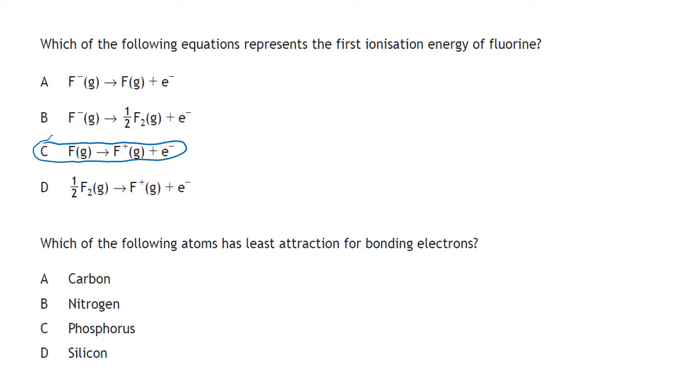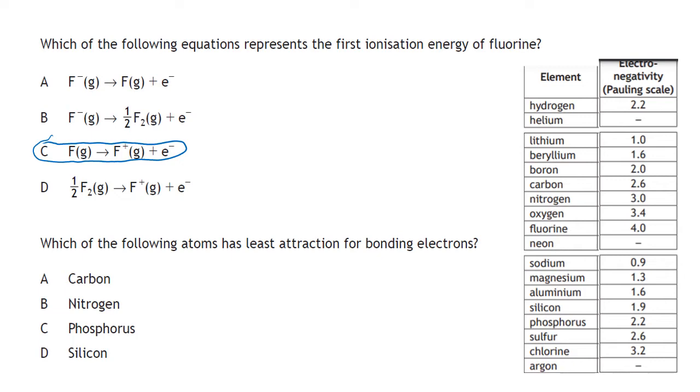The second question asks, which of the following atoms has the least attraction for bonding electrons? So attraction for bonding electrons is electronegativity. And if you look up the data booklet, there is a table. So it's the table that has all the ionization energies. There is a column on the very right-hand side which has the electronegativity. And so we're just looking for which one of those elements has the smallest number.